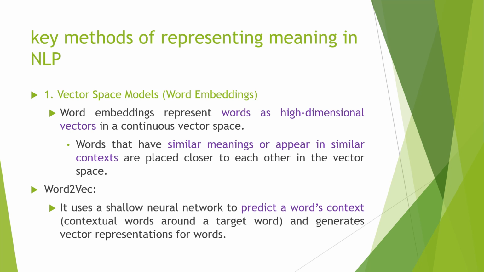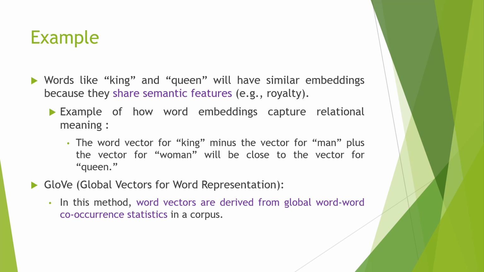For example, the word to vec and word models are popular word embedding methods that generate vector representation. So on word to vec, we use a shallow neural network to predict words context around the target word. It generates vector representation of words. For example, let us consider two words, king and queen. So these two words will have similar embeddings because if you consider royalty as a semantic feature, then these two words are sharing the common features, that is royalty.